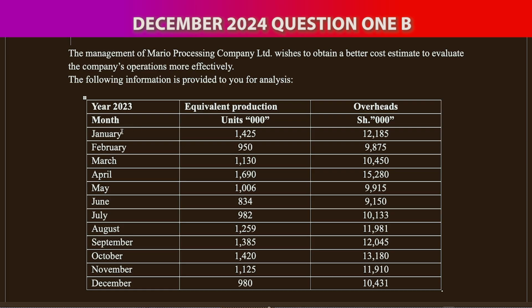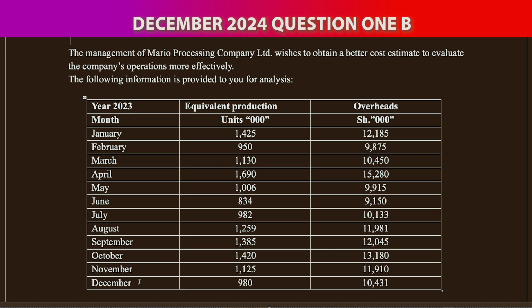You have the month from January all the way to the month of who? December. In the month of January, you're producing 1425, incurring 12185. February, producing 950, incurring 9875. March, 1130, a cost of 10450. April, 1690, a cost of 15280. May, 1006, a cost of 9915. June, 834 is your units. Your cost is 9150. July, 982 units, overhead of 10133 shillings.